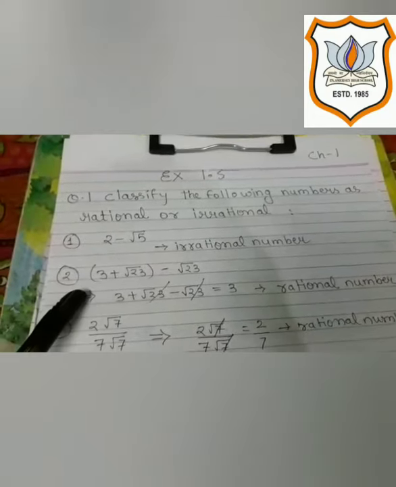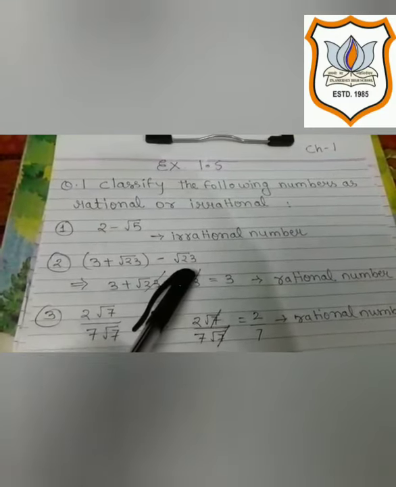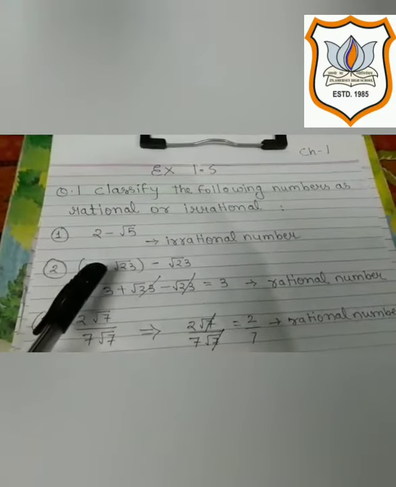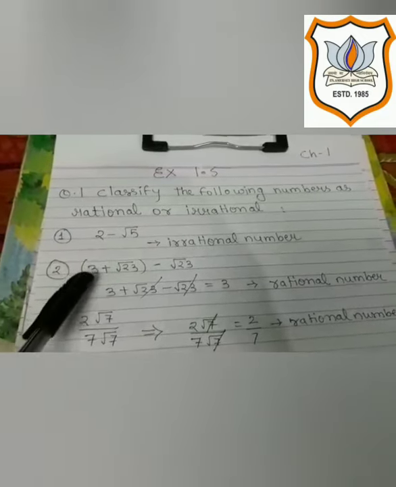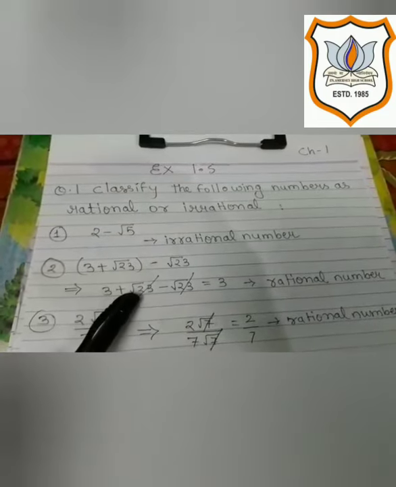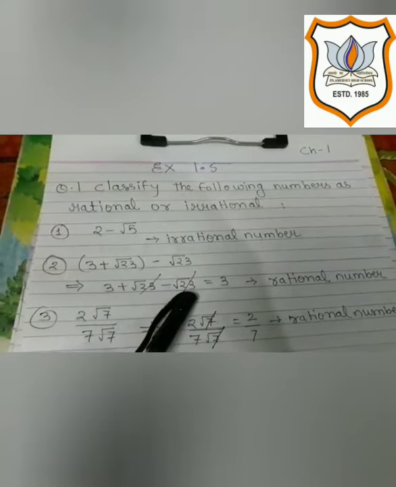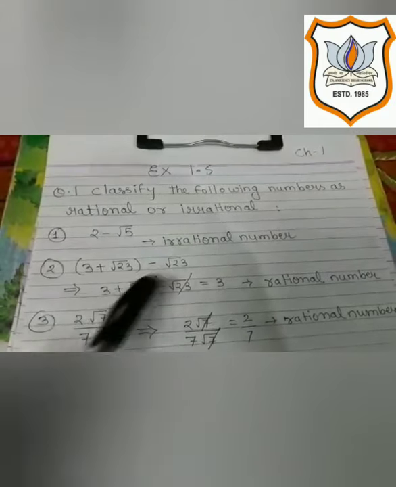But in the next case, second question, 3 plus root 23 minus root 23. On solving this question, by opening the bracket, we will have 3 plus root 23 minus root 23. Where plus root 23 and minus root 23 are both the same number but signs are different, and hence we can cut them.